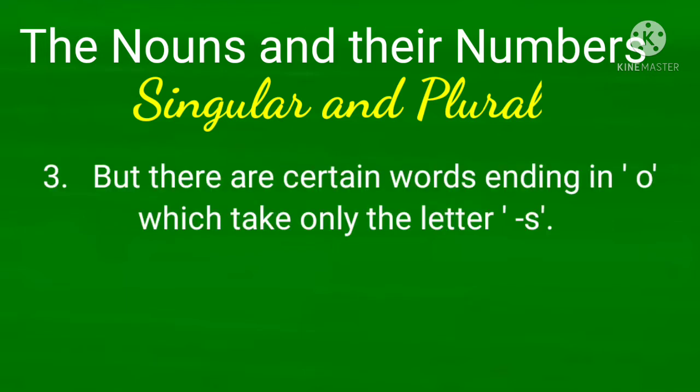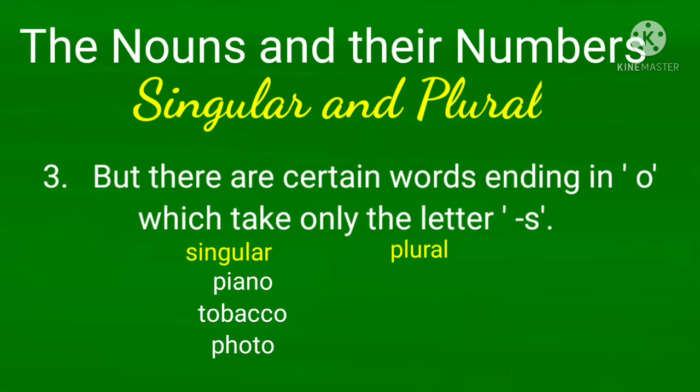But there are certain words ending in O which take only the letter S. They are words of foreign origin or abbreviated forms. For example, piano. What is the plural form? Even though the word ends in the letter O, you can add S only. Pianos. Tobacco, tobaccos. Only S. Photo, photos. Why? It is the abbreviated form of the word photograph.